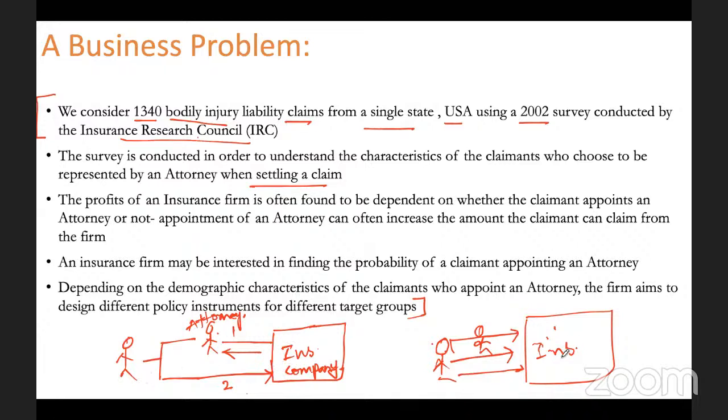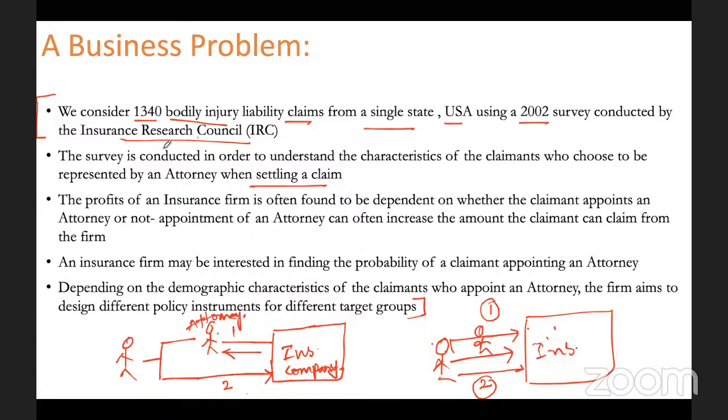That means the insurance company wants to understand if a customer is going to approach an attorney in future, or whether the customer is going to file the claim settlement process by themselves. If it is the first path, then the company has to lose more money. If it is the second path, the company need not pay more money because they can decline some of the components in the insurance claim.